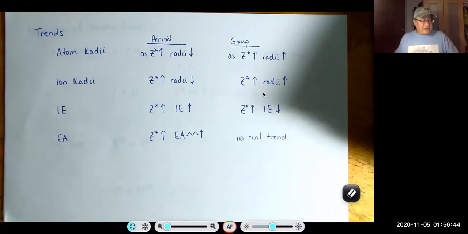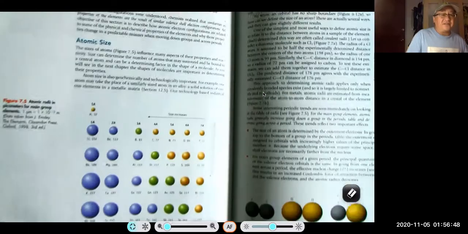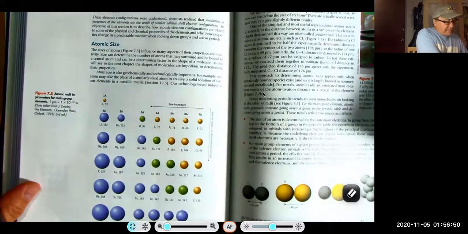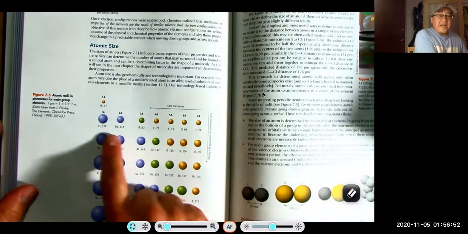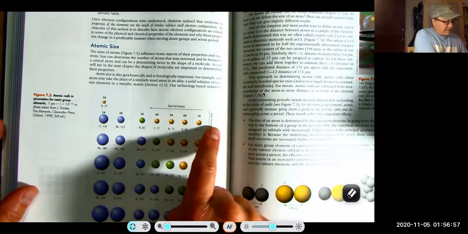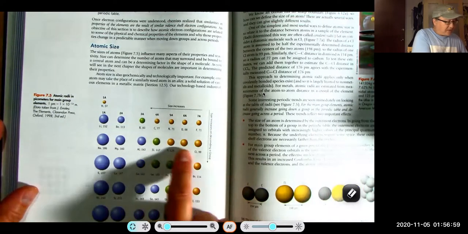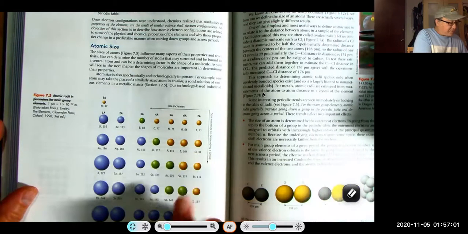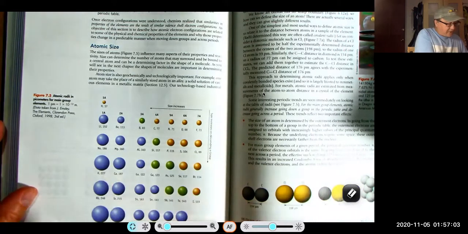So let's take a look just at atom radii, just so that you can believe me here. We're going from left to right. Look at the size when we go across. They get smaller and smaller. There are some things where it reverses a little bit in here, but for the most part, they get smaller and smaller from left to right.